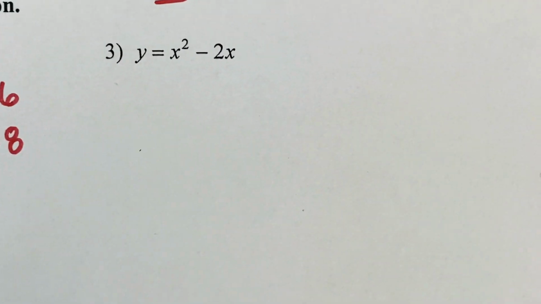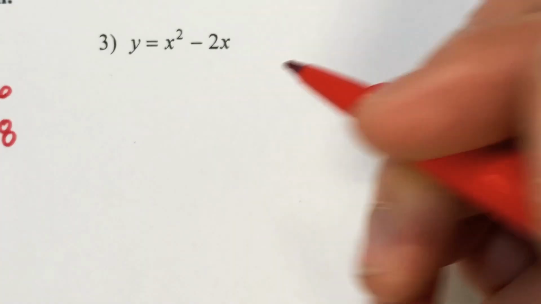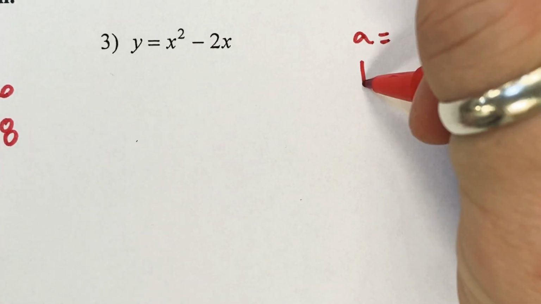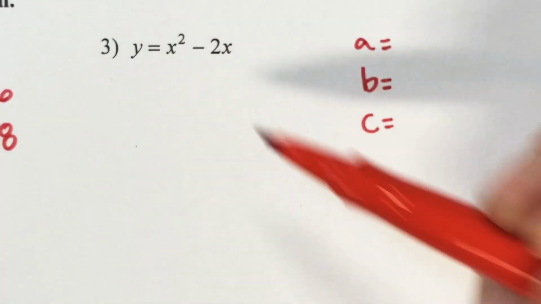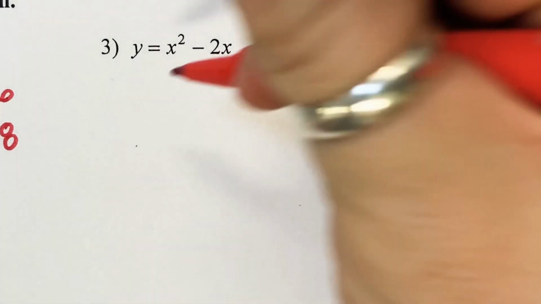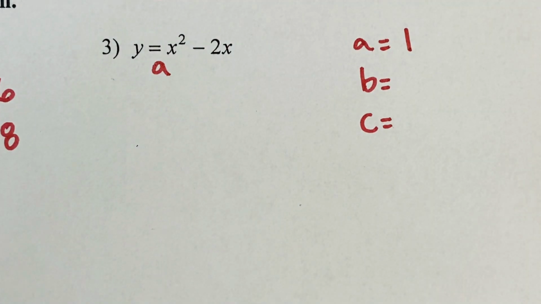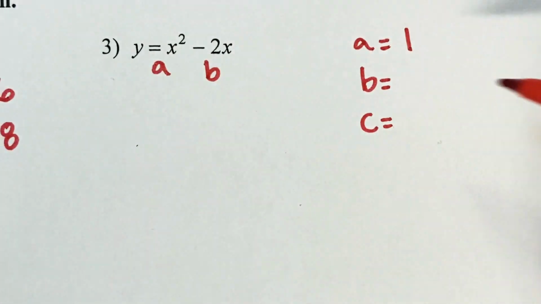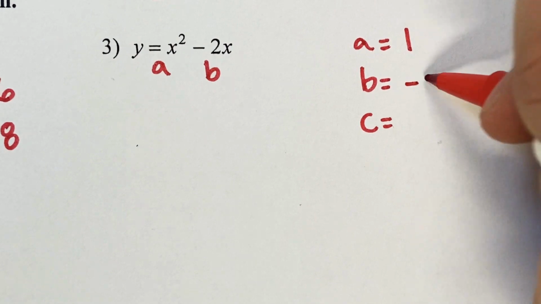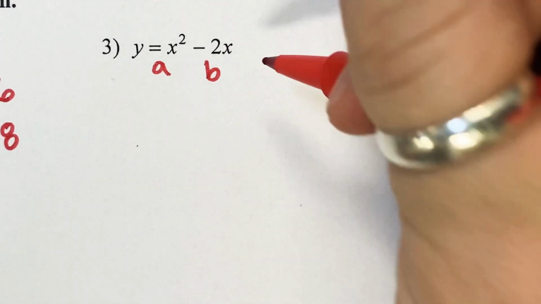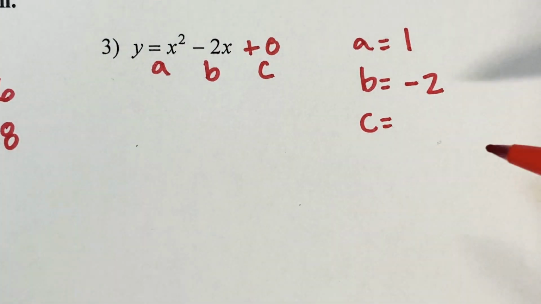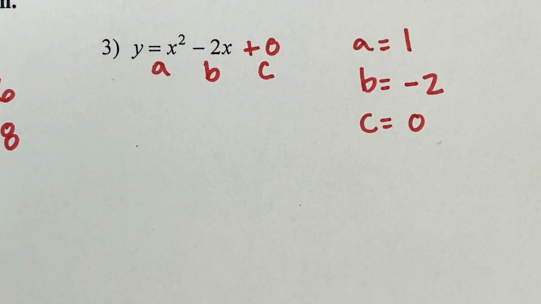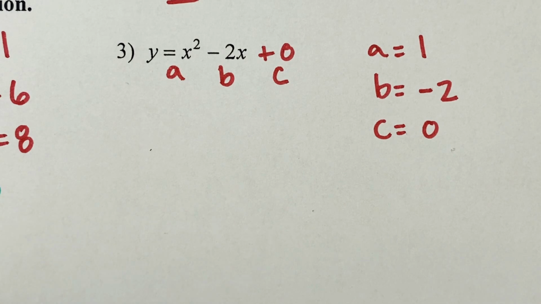Okay, so let's go to number 3. Let's identify A, B, and C. This one's a little tricky. What is my A? It's going to be 1. What's my B? Negative 2. But what's my C? My C is 0. But remember, we don't really need C, so that's fine.